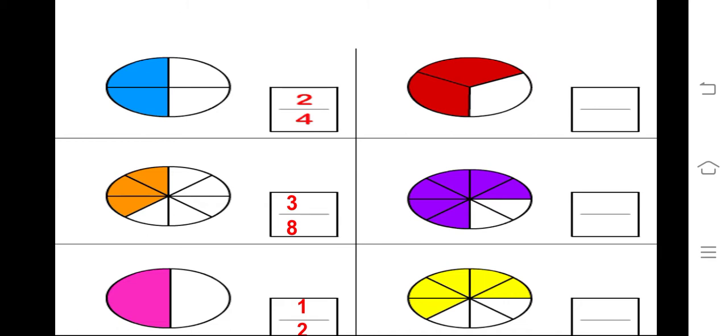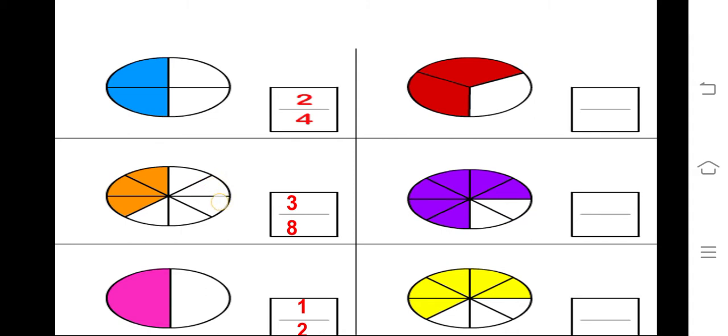Look at this activity. This is 1, 2, 3, 4. There are 4 parts here. So 4 you have to write below the line. And how many parts are shaded? 1, 2. So that you have to write above the line, so that it becomes 2 by 4. That means 2 is the numerator, 4 is the denominator.